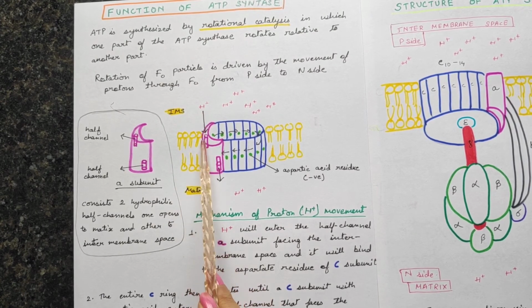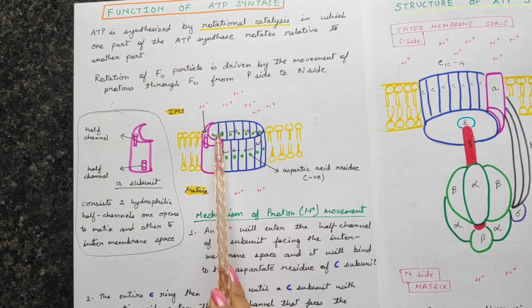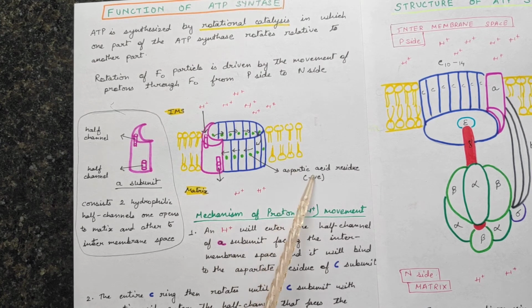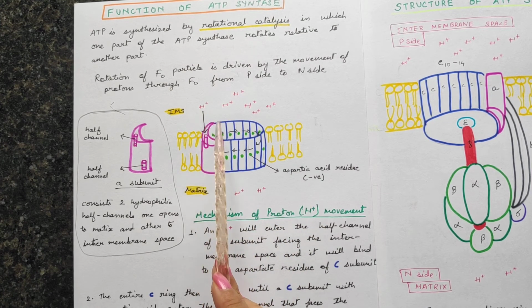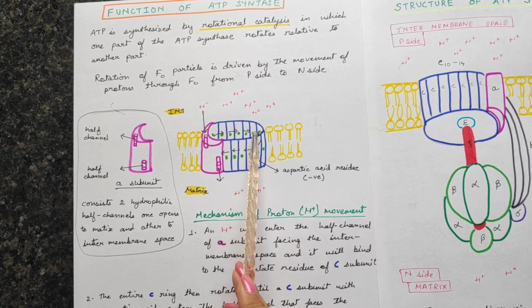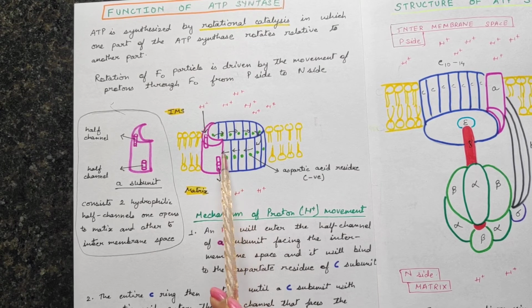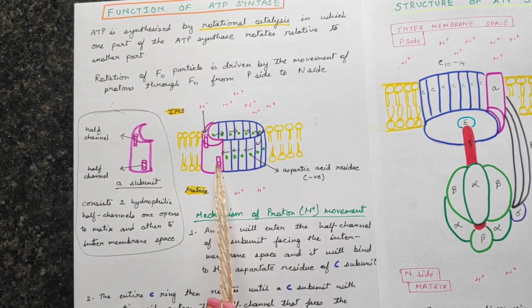Now as the hydrogen ion is entering, it will soon pass from here to the next C subunit, which is having aspartic acid residue, which is negatively charged. So obviously there will be an attraction between the positive charge and negative charge. Then it will pass on to the next one, to the next one, to the next one, and therefore it will move, and finally it will reach the other half channel, which has an open link towards the matrix.